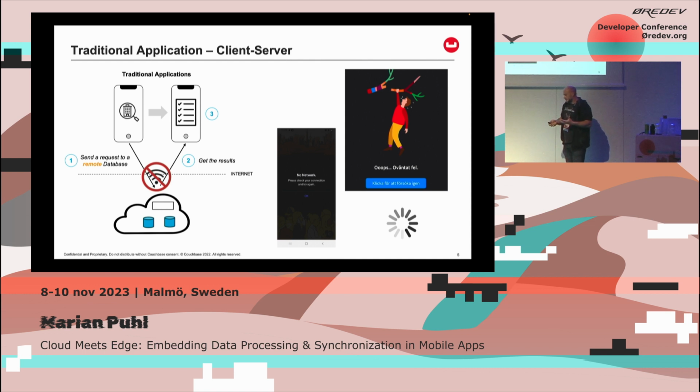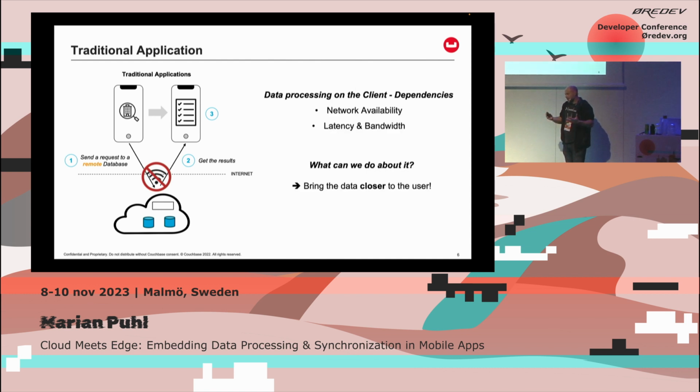So looking at this, if you want to do the processing on the client, you have a couple of dependencies. Mainly, you are dependent on the availability of the network, but also on the latency and bandwidth. So it either works or not, and sometimes, and I experience this quite often, it's just slow for whatever reason, right? And that's not the best experience to have. So what can we do about it? It's simple, right? We say, okay, we bring the data closer to the user.